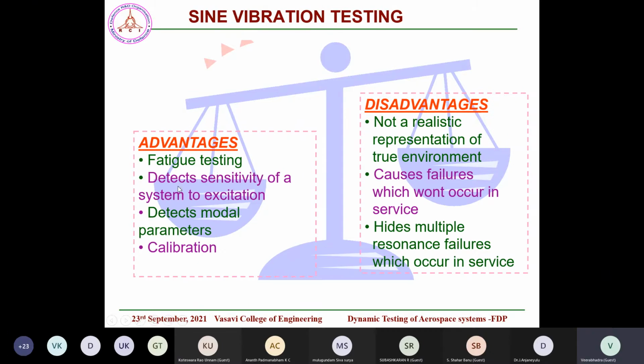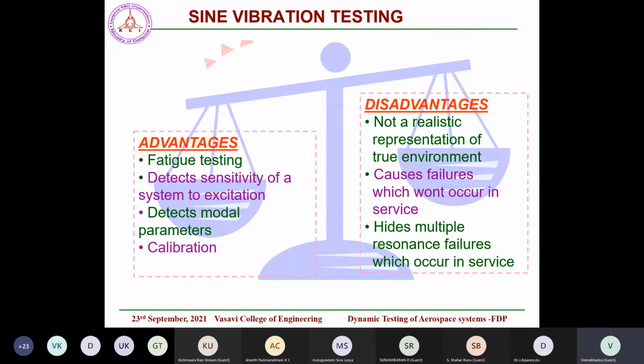Sine we use mostly for fatigue testing or diagnostic testing, but the disadvantage of sine testing is that it is not a realistic representation, and it causes failures which won't occur in service, and it hides multiple resonances. Like I was explaining, if you have a system with multiple close natural frequencies, what we call a multi-degree of freedom system, then sine may not excite all the modes simultaneously, whereas random vibration will, and that is the actual realistic environment.